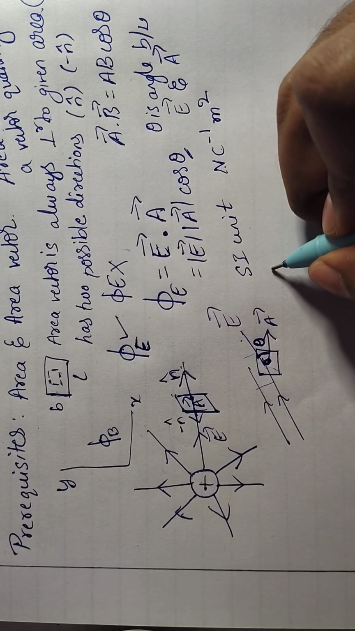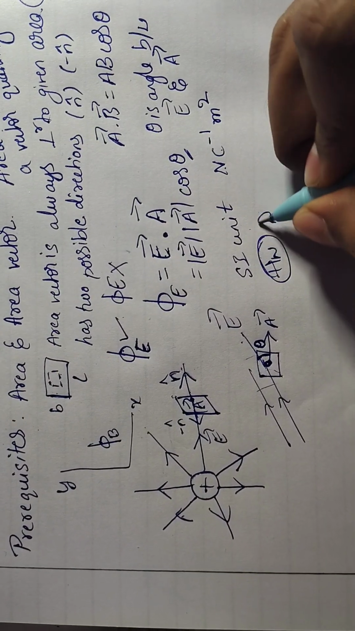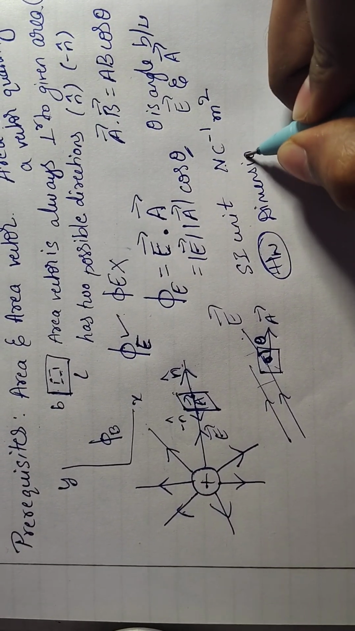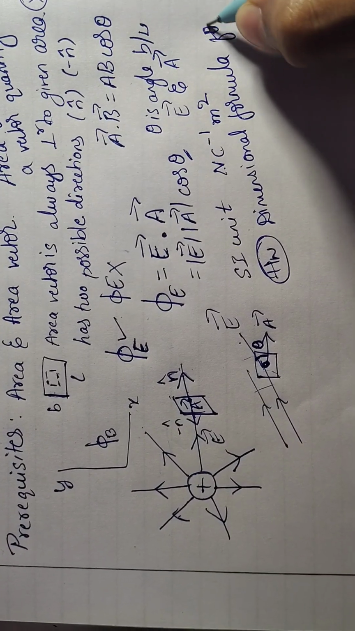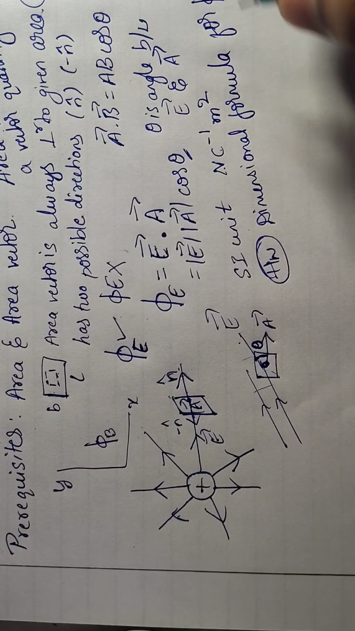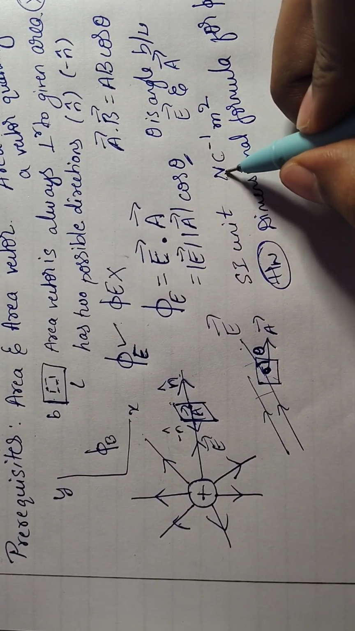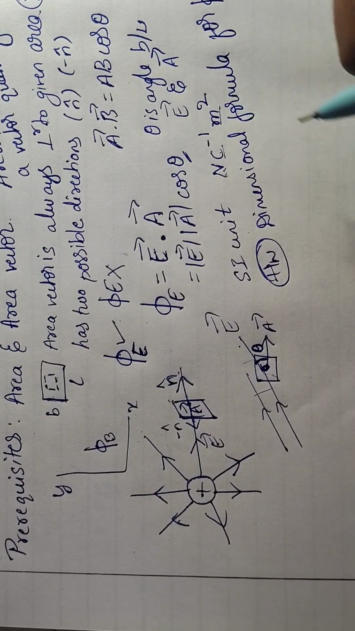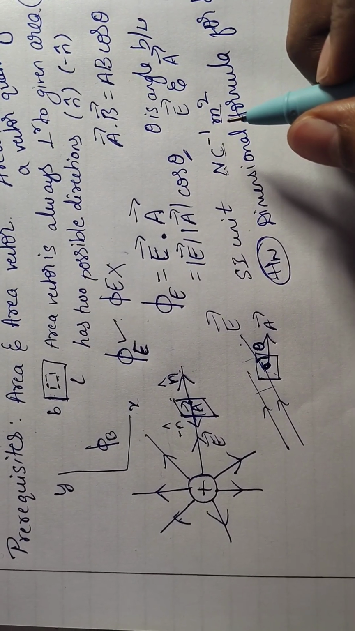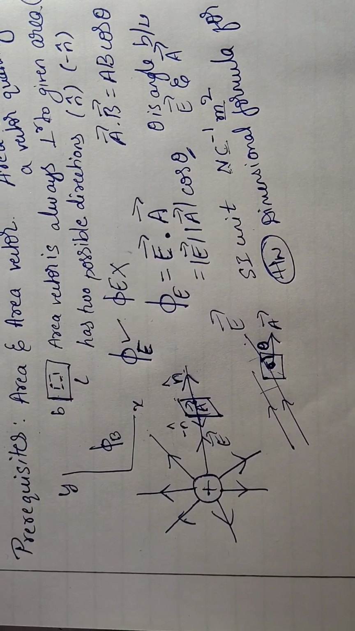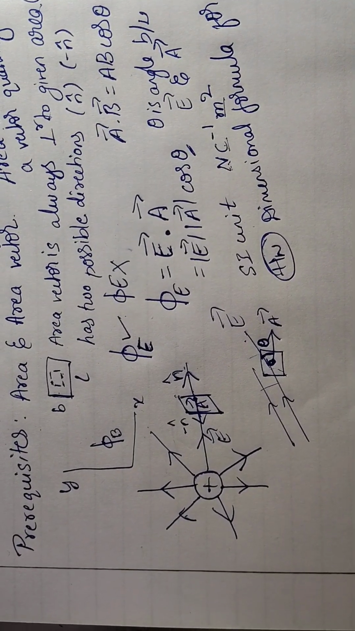Okay, now one homework for you: try to write the dimensional formula for electric flux. You already know the dimension of force, the dimension of charge, and the dimension of length. Just substitute and simplify. So this is the explanation for electric flux.